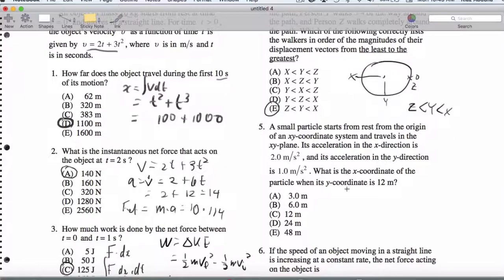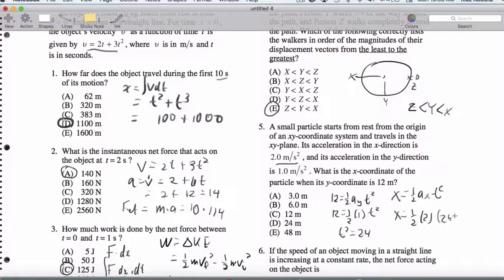And then for number 5, we have a particle with acceleration in 2 different directions, and we want to know what the x-coordinate of the particle is when its y-coordinate is 12. So let's set it up. In the y direction, 12 is 1/2 a_y t squared. 12 is 1/2, the acceleration in the y direction is 1, that's t squared. And so t squared is 24 seconds. Let's not isolate that. Instead, let's get now what the x-coordinate is. That's going to be 1/2 a_x times t squared. And that's 1/2, a_x is 2, given here, times t squared, which is 24. That cancels, and so we get an x-coordinate of 24.